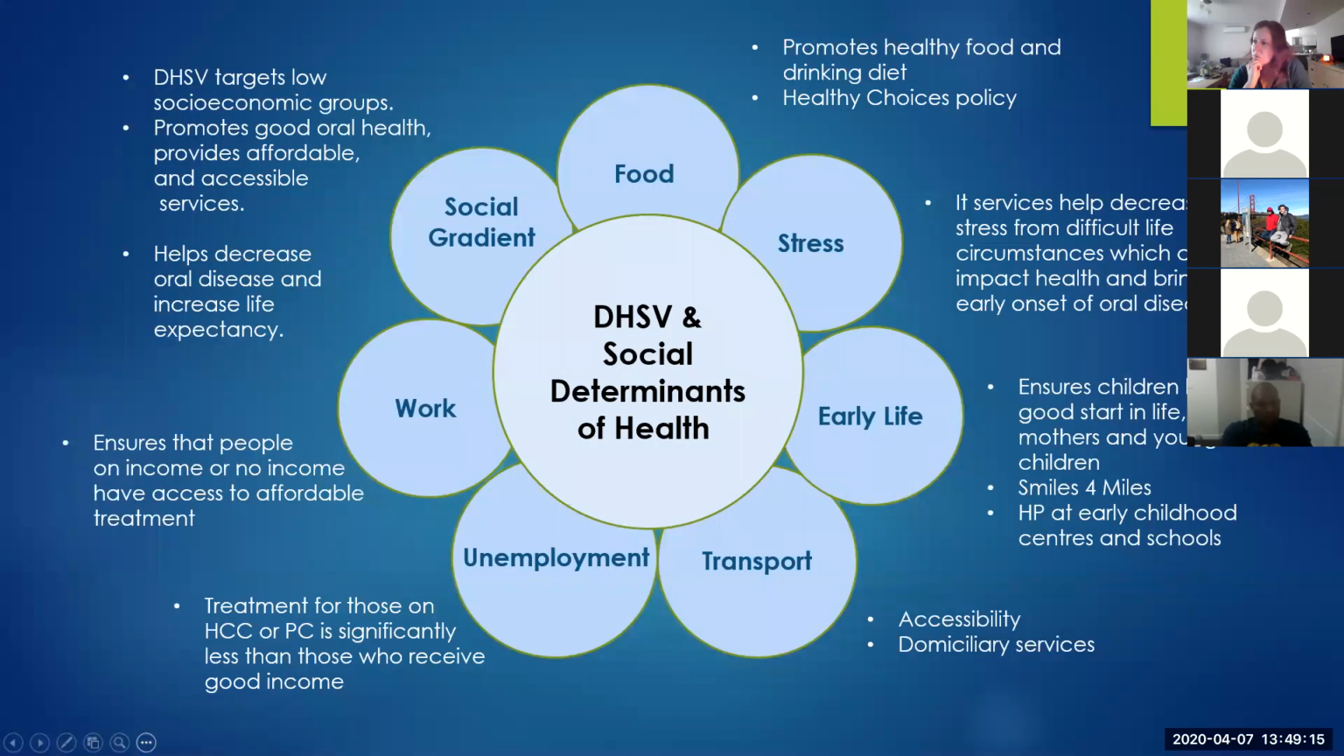Now, the DHSV works very closely with the social determinants, which ensures that people on low incomes or no income have access to affordable treatment. It targets people in low socioeconomic groups, so it promotes good oral health and provides affordable and accessible services. In regards to food, it promotes healthy food and drinking diets. It also has the healthy choices policy that we discussed earlier.